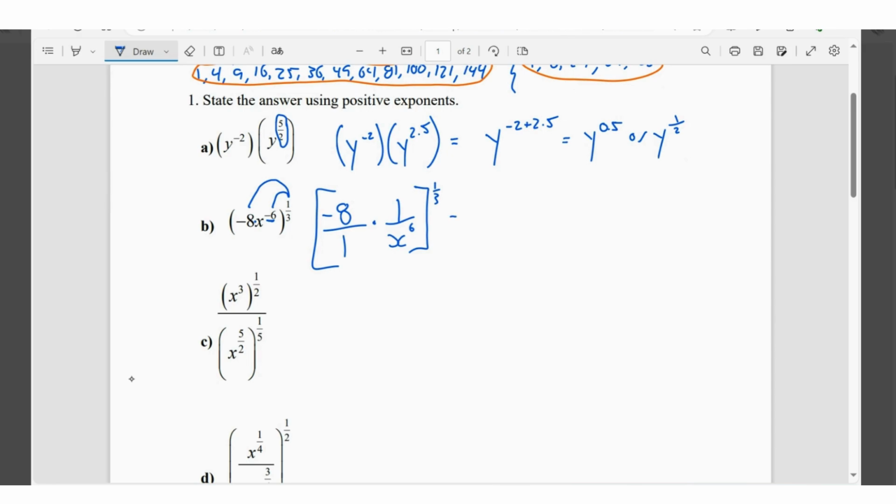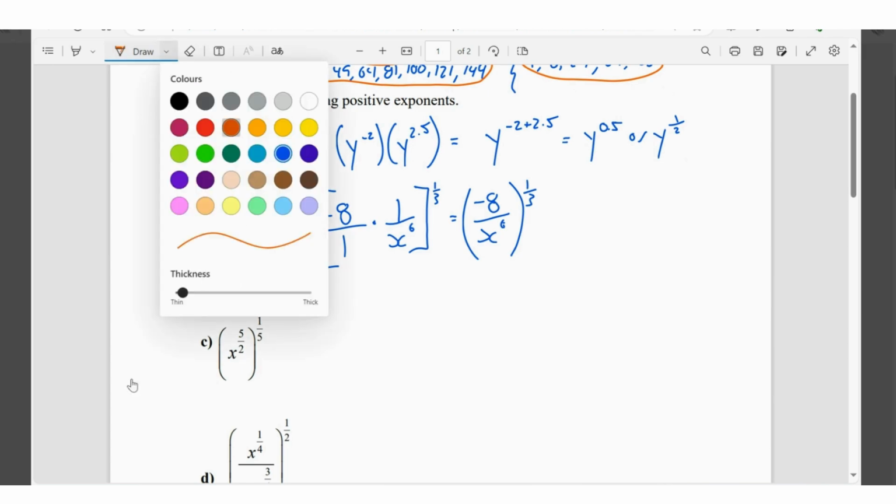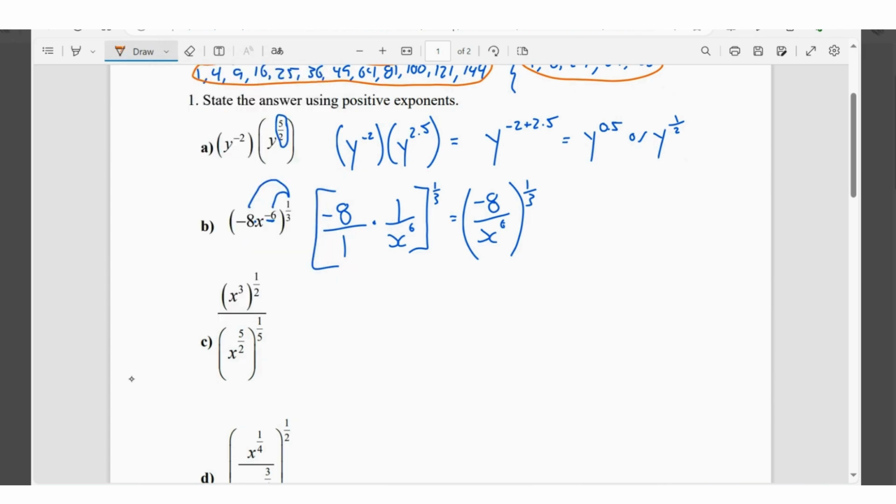So let's show that. -8 over x to the 6. And this is all to the power of 1 over 3. And now we can distribute this inside. So the 1 over 3 can become -8 to the power of 1 over 3. And this 1 over 3 can multiply with the 6 as well. Let's show that. -8 to the 1 over 3 over x to the 6 times 1 over 3.